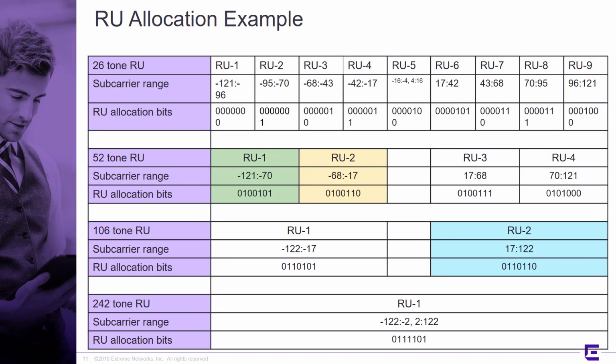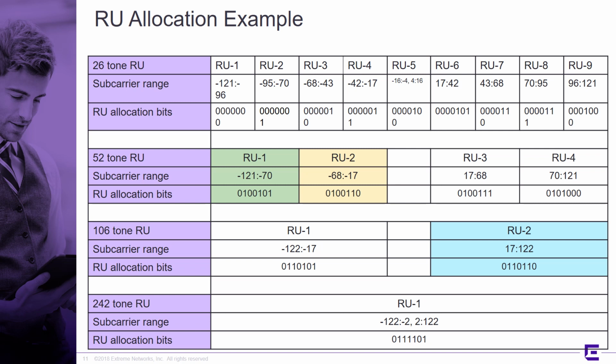Here's what those assignments would look like in a simple chart. You can see that from the last slide, we've got 2 52s and a 106, and we've assigned RU number 1 as a 52 tone from subcarrier -121 to -70. And then you can see that RU2 is -68 to -17. Now 0 is in the middle of the channel, so to the left of center will be negative, and to the right of center will be positive.